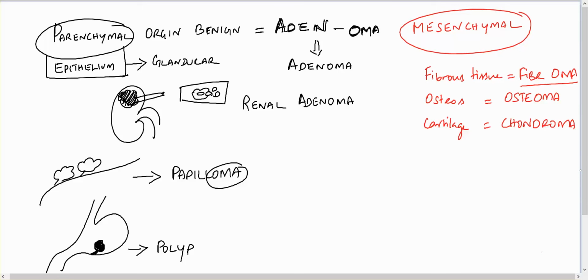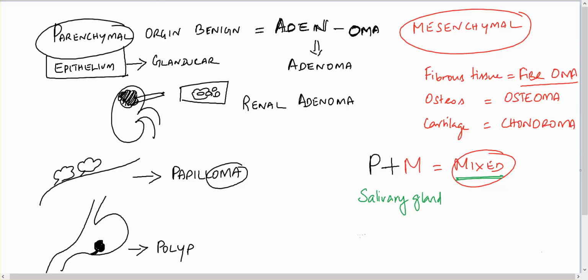Sometimes the tumor may be of parenchymal plus mesenchymal origin. So we call them mixed tumors. So these mixed tumors, how to name them? They are most commonly seen in the salivary gland and in the female breast.